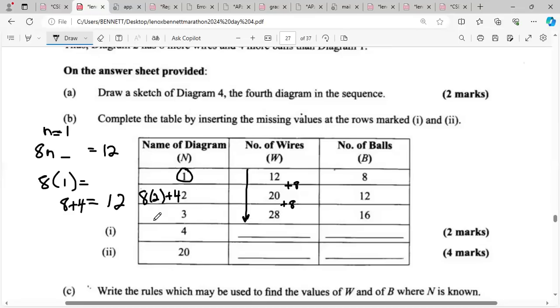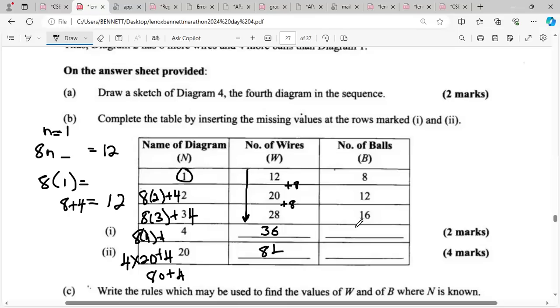I check it again. 8 times 3, that's 24. Add 4. So you do the same thing for this, right? 8 times 4, add 4. 8 times 4 is 32. So 32 plus 4 will give you 36. So for this one, I'm getting 36. Same thing for the 20. 8 times 20, and then add 4. And that's how they keep getting all of them. So 8 times 20, that's 160, plus 4, which is 164.